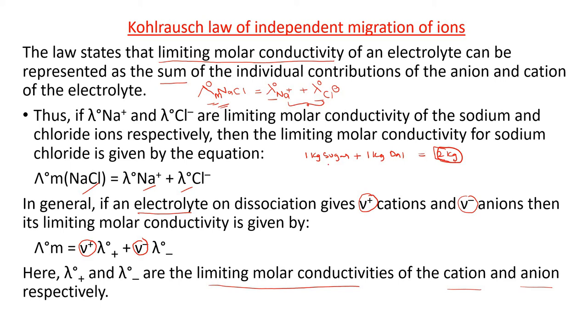The addition of 1 kg of sugar plus 1 kg of dal is always equal to what? 2 kg only. Similarly, the molar conductance of cation plus molar conductance of anion at infinite dilution is always equal to the molar conductance of that ionic compound. So how to calculate the molar conductance of an ionic compound, or acid or base, anything? By using the conductance of cation and the conductance of anion.